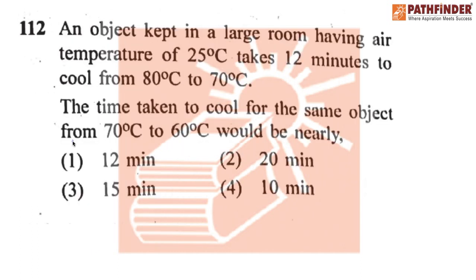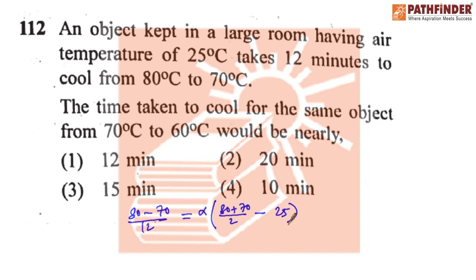An object kept in a large room having air temperature of 25 degrees centigrade takes 12 minutes to cool from 80 to 70. The time taken to cool the same object from 70 to 60 will be. Okay, so it's Newton's law of cooling approximation problem. So first it takes 12 minutes to cool from 80 to 70. So 80 minus 70 by 12 is equal to the constant alpha times the average value, 80 plus 70 by 2, minus the ambient temperature 25. And that is the first equation.